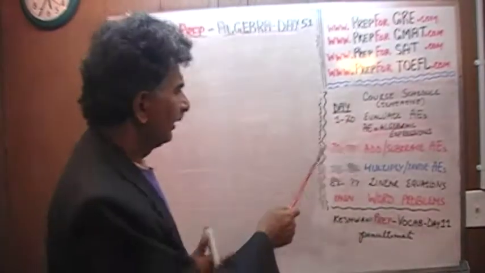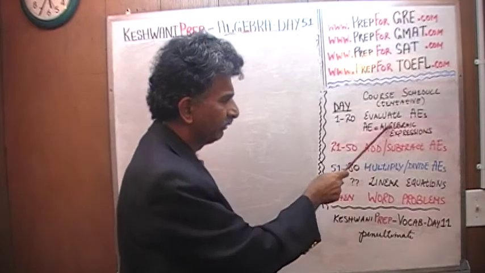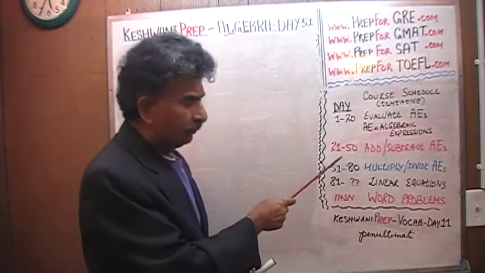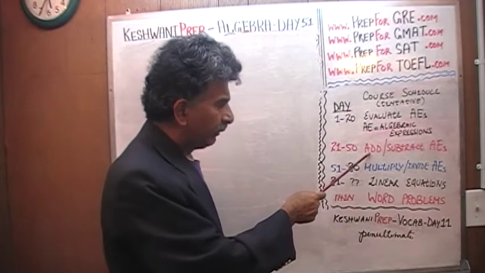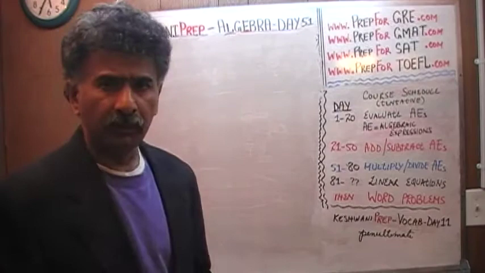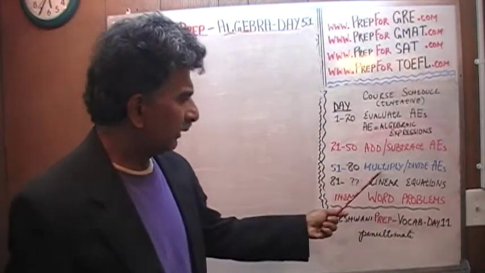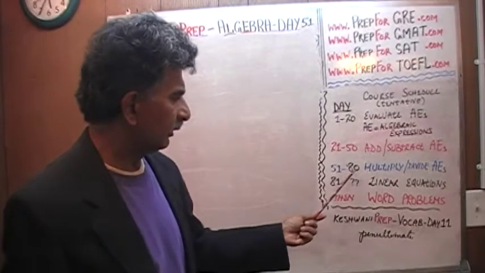In the first 20 days we learn how to evaluate algebraic expressions. Then we learn on day number 21 through 50. Yesterday we finished learning about how to add and subtract algebraic expressions. And today we're going to start a new topic, how to multiply and divide algebraic expressions for the next 30 days from 51 through 80.